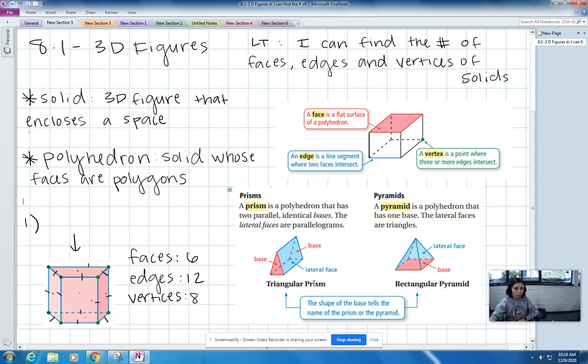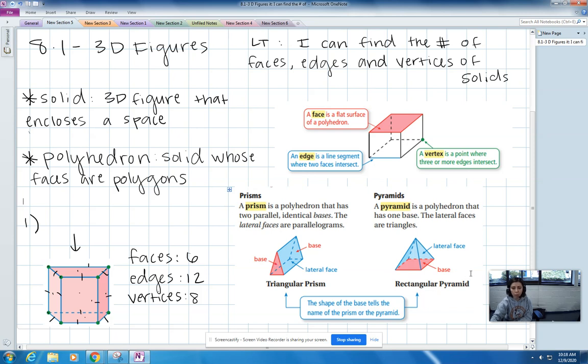It's important for us to know that the shape of the base on both prisms and pyramids tells us the name of the prism or pyramid. So on our prism, when we pick it up by those 2 bases, whatever shape the base is names the prism. In our example here, we have triangles that are the bases, so this is called a triangular prism. If they were rectangles instead, we would call it a rectangular prism.